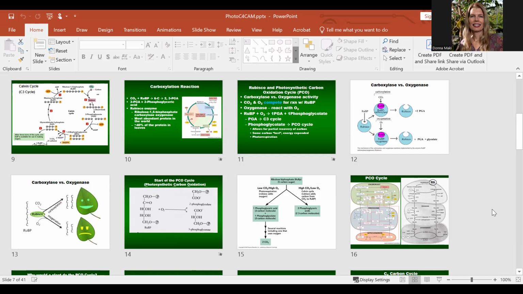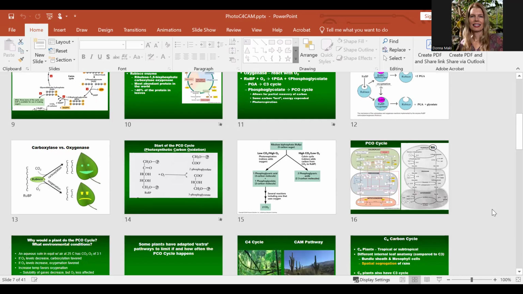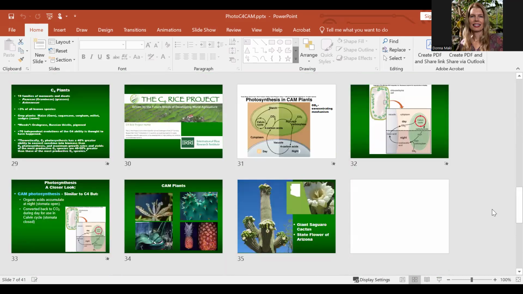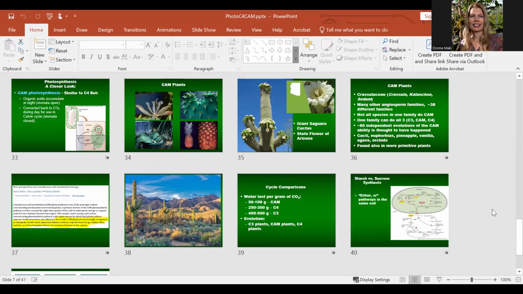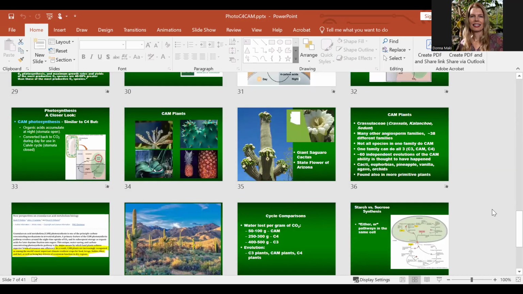Yes, Taylor. I was wondering, when we talk about the 19 families of plants, and then we talk about different genus, are we going to have to know that for this? No, not to that level. I was trying to show that basically, here, with the CAM, not all species in one family do it, lots of independent evolutions.